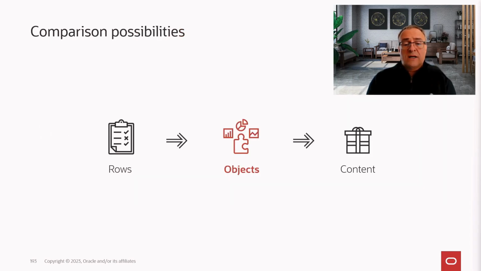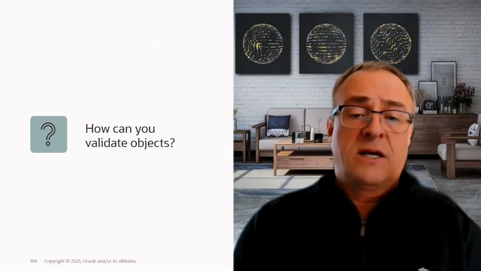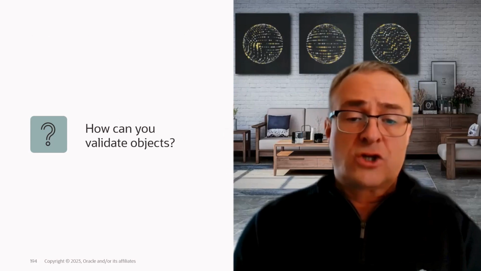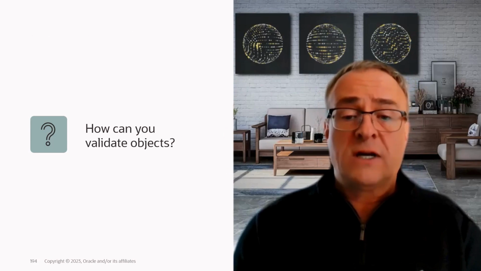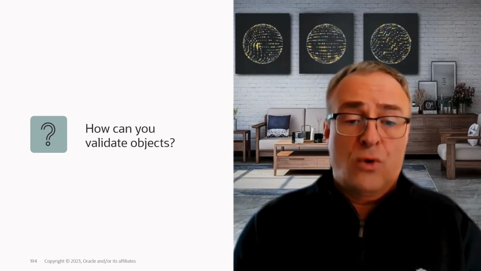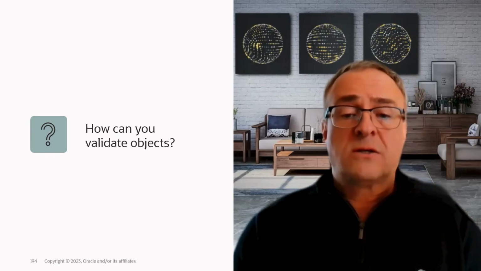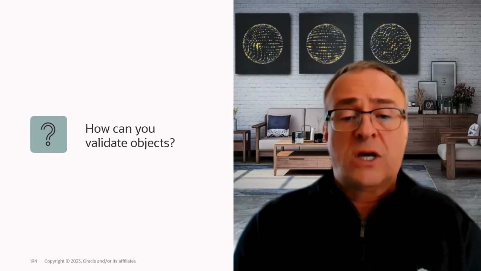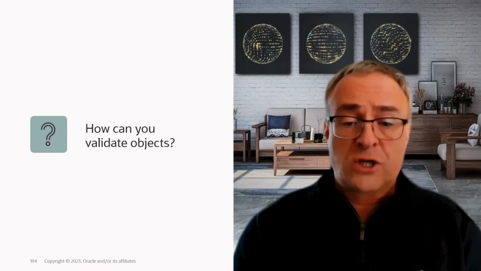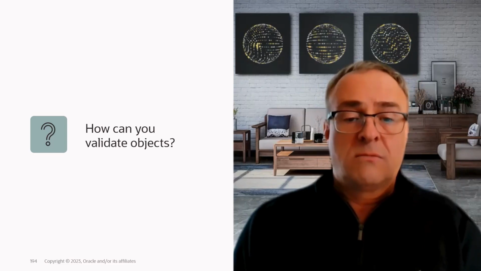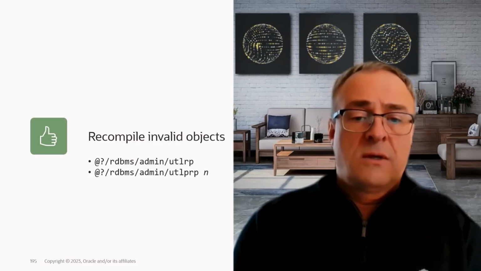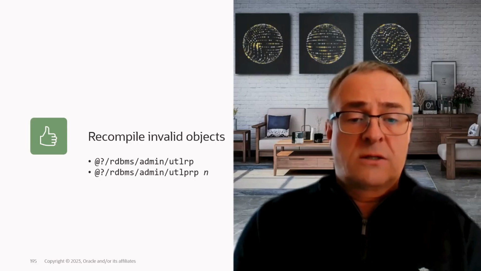What can we do to validate and compare objects? How can we validate objects? Well, we can check if they are valid or invalid, and if we have more or less invalid objects on target. And we can check if we have the same amount of a certain object type on source and target. Let's start with the invalid objects.